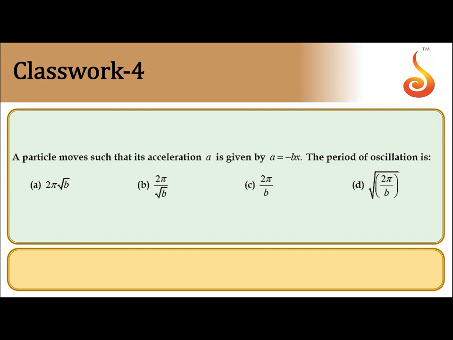Example 4. A particle moves such that its acceleration a is given by a is equal to minus bx. The period of oscillation is, okay. Notice that the equation for the acceleration is a equal to minus kx. This is our basic expression. And here he says a is equal to minus bx, right? So I can say k is equal to b.